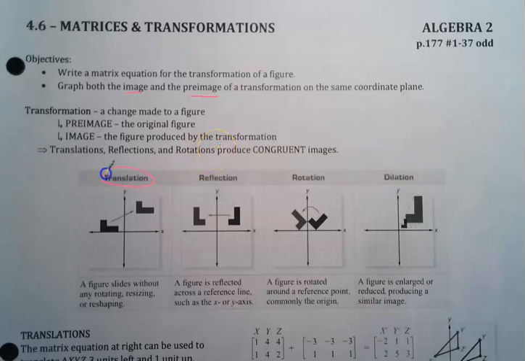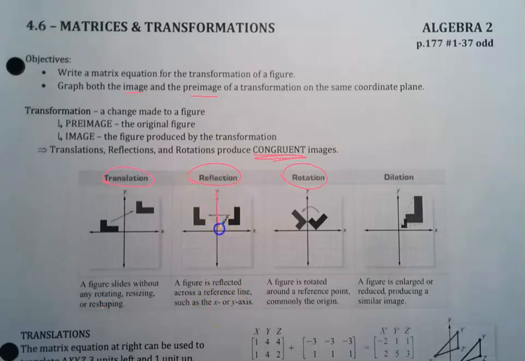But these three, the translation, the reflection, the rotation, are going to produce congruent images. The dilation does not. Okay, so your translation is a figure that slides without any rotating, resizing, or reshaping. So they're just sliding an image left or right, up or down, or a combination of those. Okay, a reflection then is, I was looking for this table. A reflection is when a figure is reflected across a reference line, such as your X or Y axis.